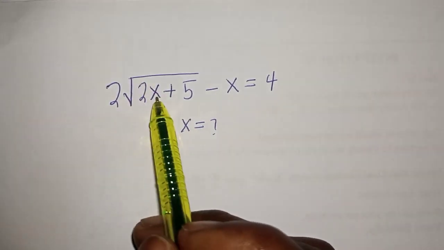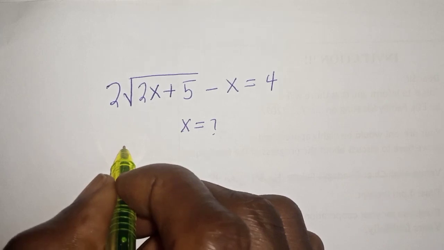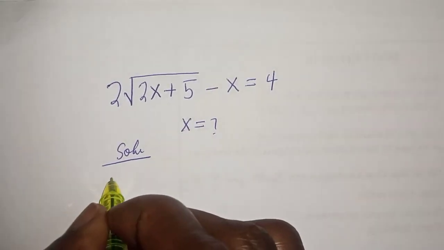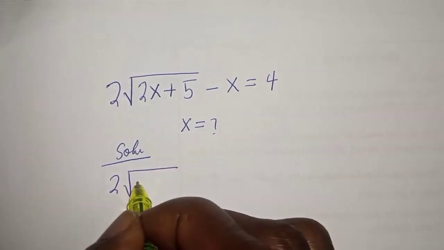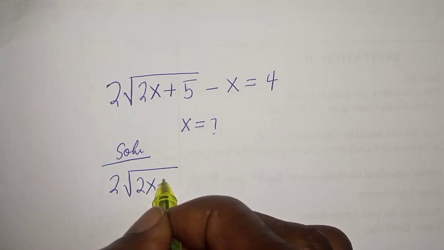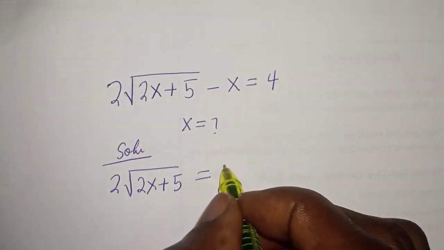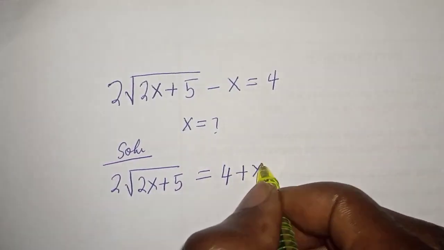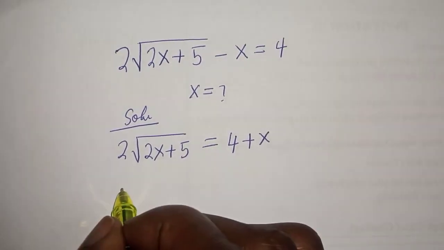I want to find the value of x from this equation: 2 square root of 2x plus 5 minus x is equal to 4. Solution. 2 square root of 2x plus 5 will be equal to 4. If you take this to the other side, it will be plus x. Now, let's square both sides of this equation.